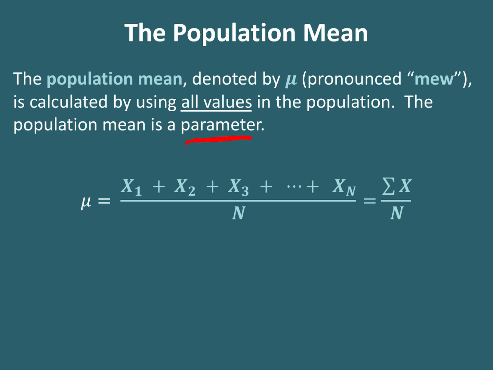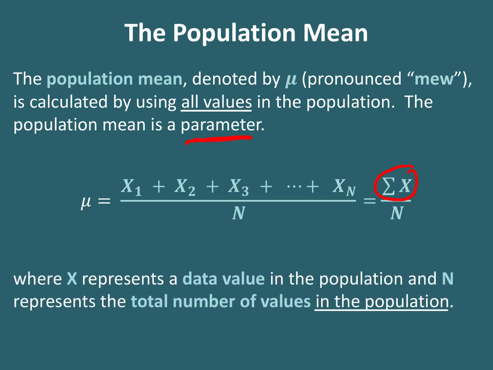Here is the formula. Notice that in the top, I'm adding all data values, denoted by sigma, and in the bottom, we're dividing by the total number of data values. X represents the data value in the population, and capital N represents the total number of values in the population.